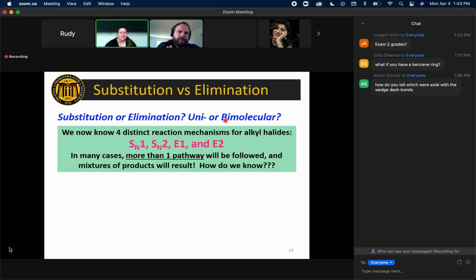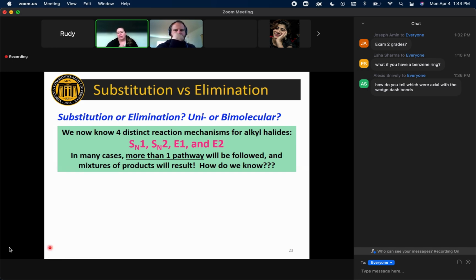So now we've got these 4 different pathways that can all occur on alkyl halides in the presence of a nucleophile or base, right? In lots of cases, more than one pathway will happen and you'll get a mixture. But how do you know which one is the most likely and how do you know which one is favored? So let's think about this for a second. You guys already have all of the information you need to answer these questions.